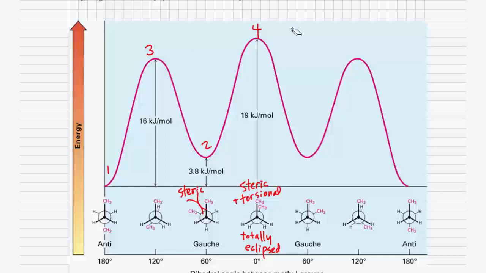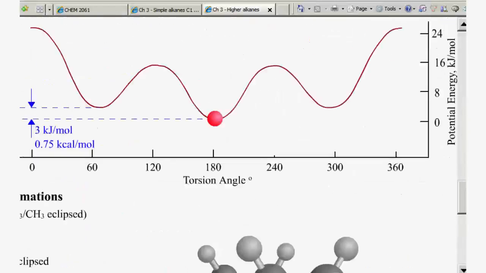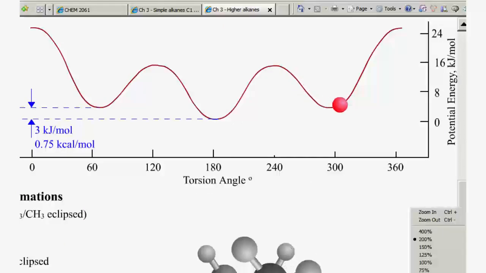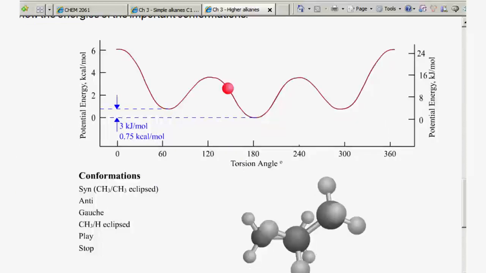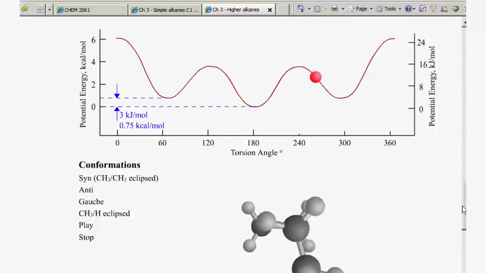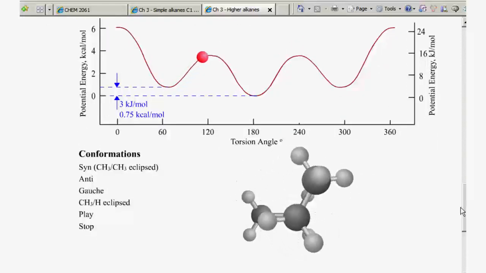Both of the eclipsed ones are worse than both of the staggered ones, but the anti, the one where we've got methyl groups totally opposite each other, is best. The eclipsed one where the methyl groups are right together is the worst one. So to finish up on this, let's take a look at this animation, again linked to on that webpage, that shows you a butane molecule rotating about its center carbon-carbon bond.